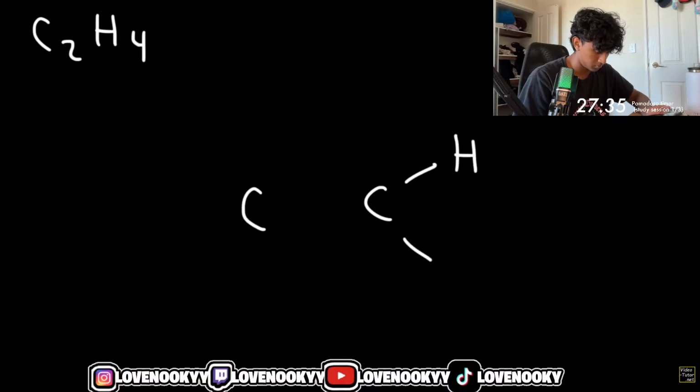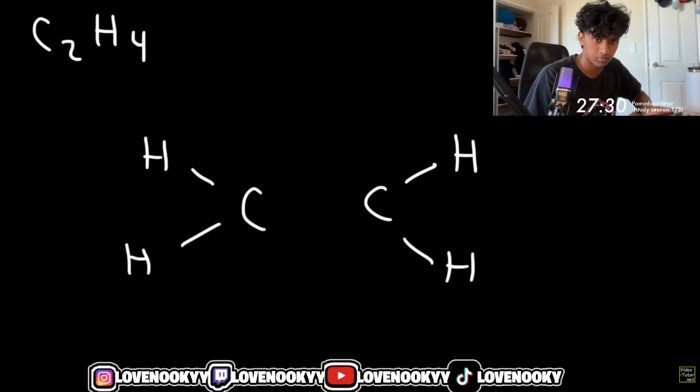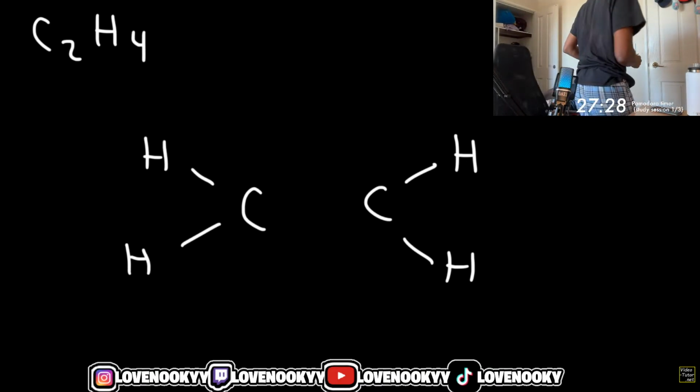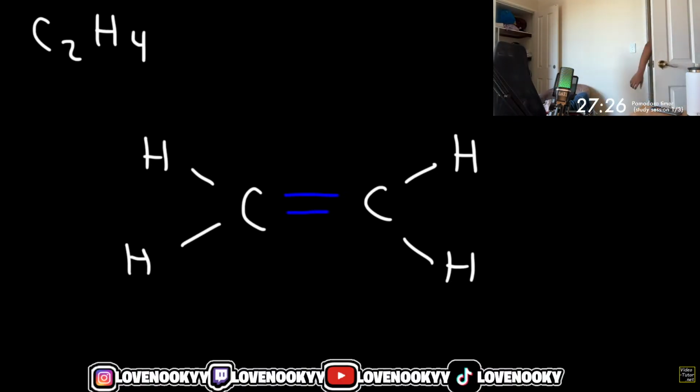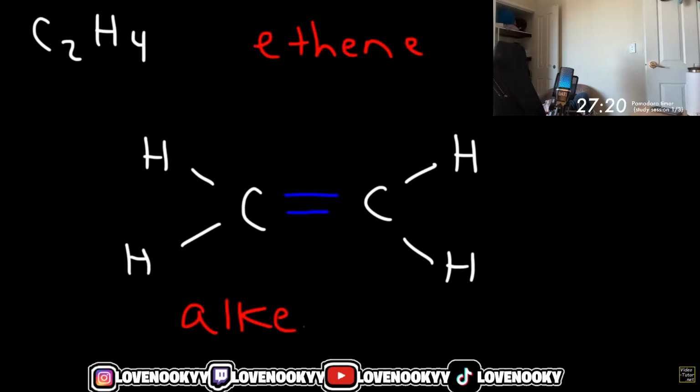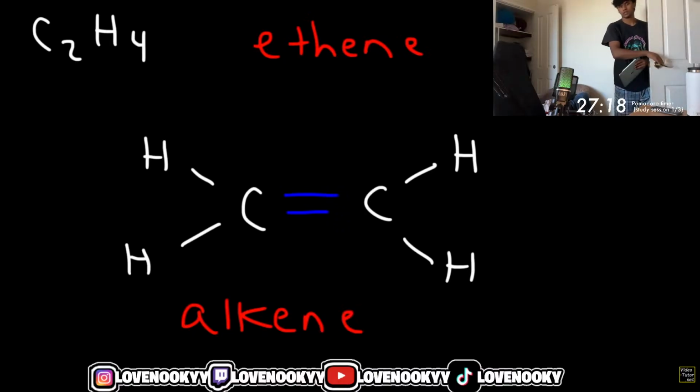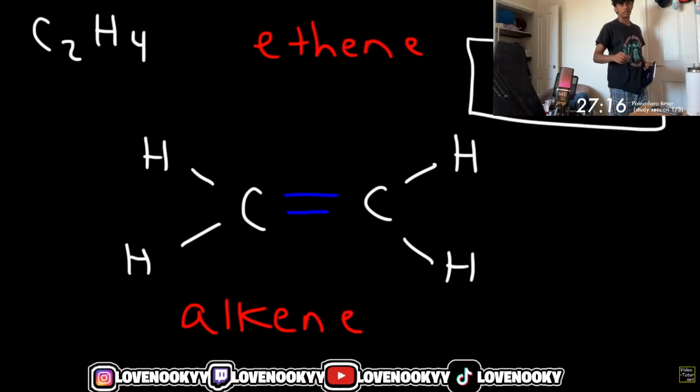So begin by putting 2 hydrogen atoms on each carbon. Now you know that carbon wants to have 4 bonds, and right now each carbon atom has 2. So the only way to make each carbon atom have 4 bonds is to put a double bond in the middle. And so that is the structure of C2H4, also known as ethene. It's a type of alkene. So anytime you see a double bond between 2 carbon atoms, the functional group is an alkene.